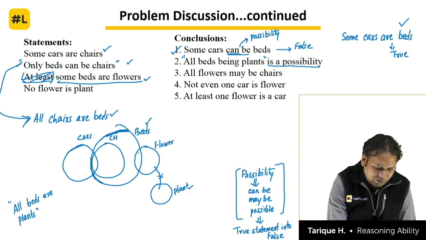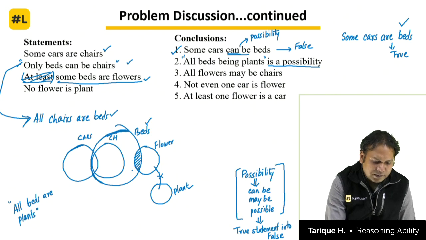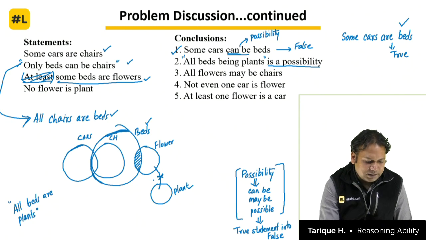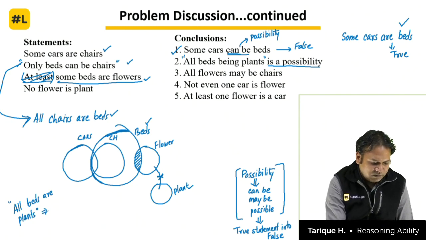You see, this part of bed is overlapping with flowers, and we know that flower can never overlap with plants. That means all beds are plants is false.